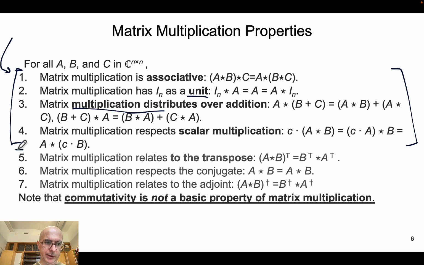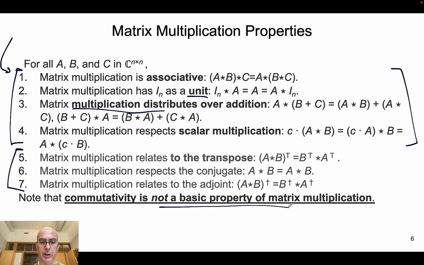In addition, there are these other three properties for which we will need to introduce additional operations that we'll see in the next lecture. Note an extremely important lack of a property: matrix multiplication is not commutative. So this is very important. A multiplied by B, where A and B are matrices, is not equal to B multiplied by A.